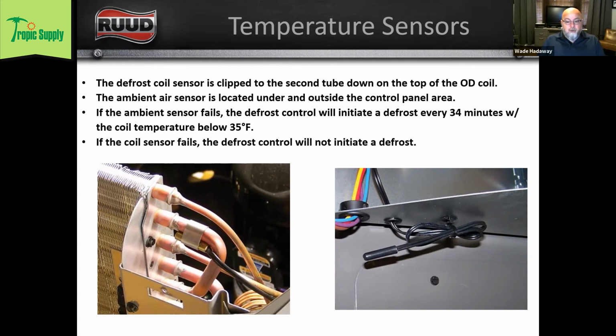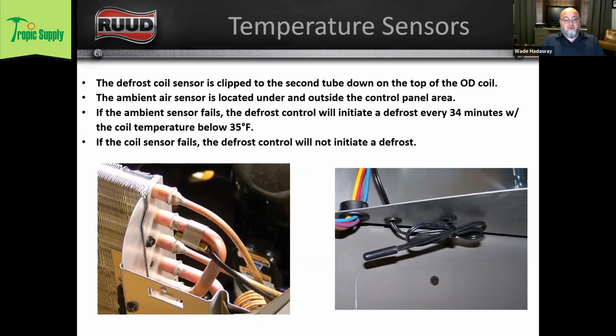And there's a couple of things that will and won't happen, right? So if either one of these sensors fails, you're going to see different results. If the ambient air sensor fails, on the lower right, the control will go into defrost with every 34 minutes of runtime at the coil temp below 35 degrees, because it's going to have that defrost every 6 hours, right?